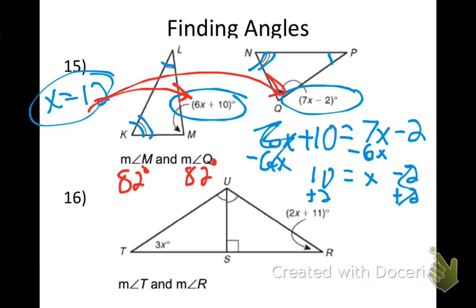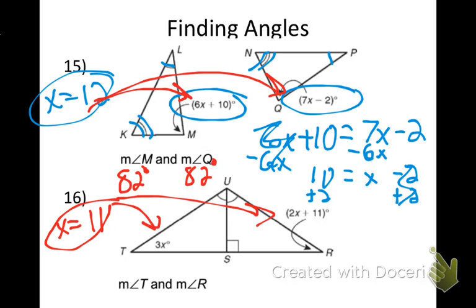Try number 16 here on your own. All right, number 16 here. What did you get x to equal, Ryan? X comes out to equal? 11. X comes out to equal what, Mots? 11. And I'm going to take that 11 now and plug it back in. And both my angles come out to be what, Kay? 33 degrees. Very good.